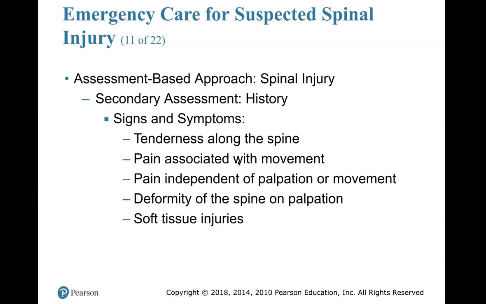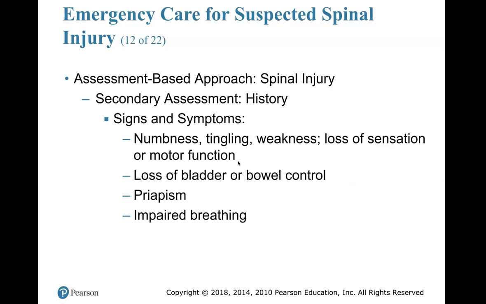Deformity of the spine on palpation. Soft tissue injuries. You would see those in maybe some light abrasions or lacerations, and then also in contusions. Is there any numbness, tingling, weakness, loss of sensation or motor function, loss of bladder or bowel control, priapism, or impaired breathing? Priapism is, in males, an erection, and it's caused by a spinal cord injury.